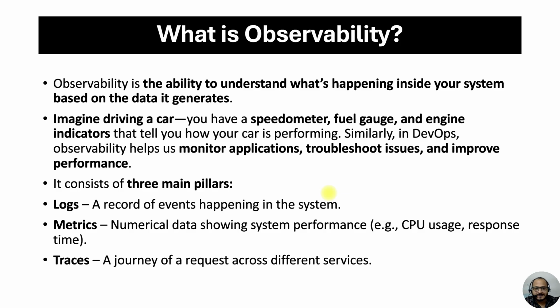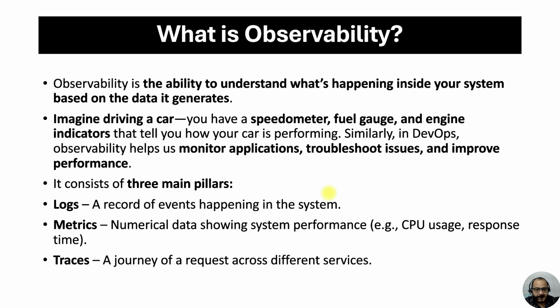It consists of three main pillars. So in observability we have three pillars. The very first is logs, second is metrics, and third is traces. A log provides a detailed record of events, offering insights into a specific occurrence, like what is happening. So the logs we will get, the very first thing.